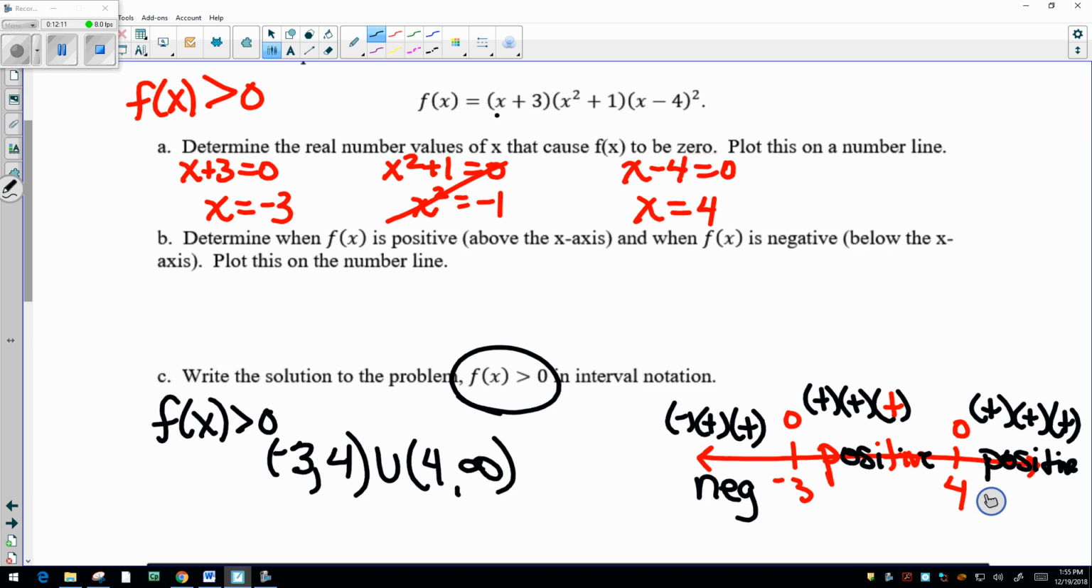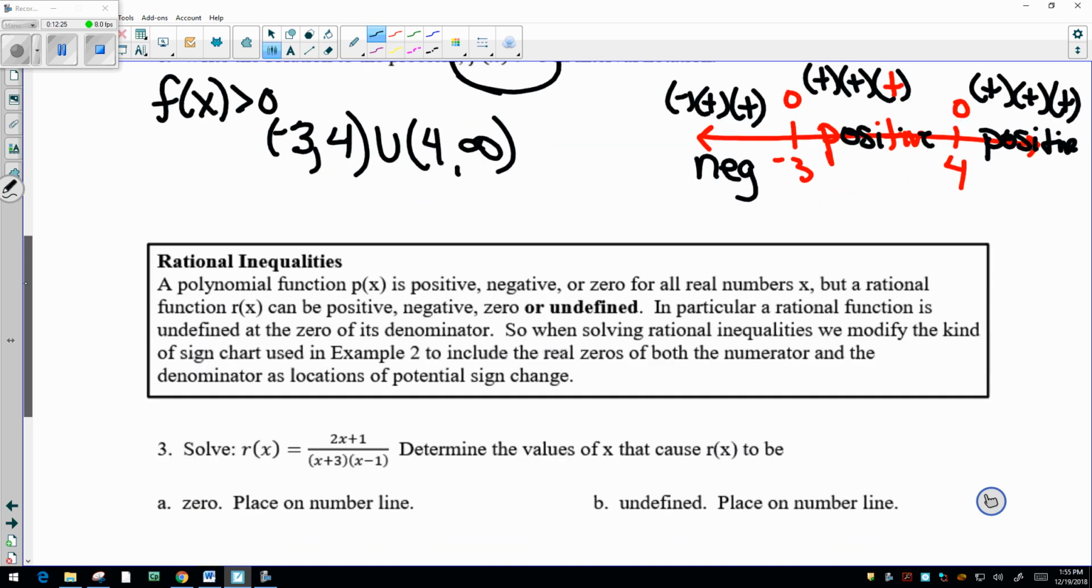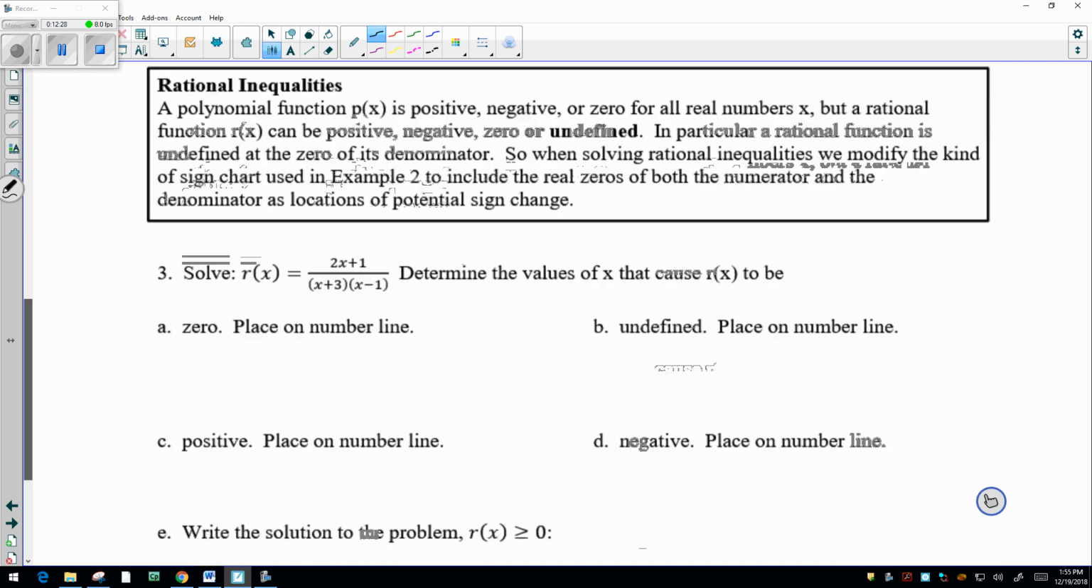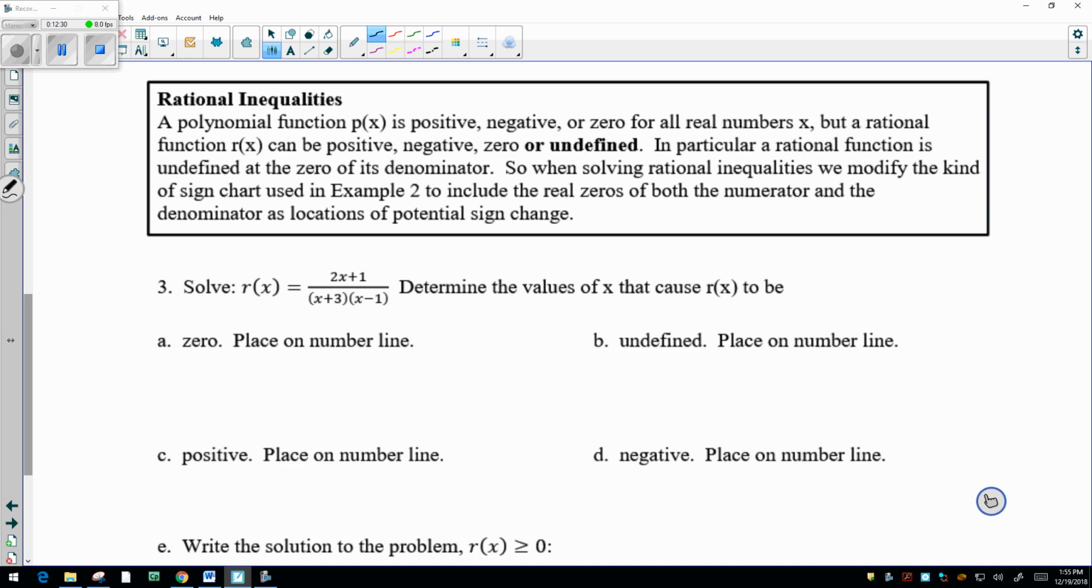So in order to solve an inequality like this, we want to think to ourselves, find the zeros, place them on number lines, do our positive-negative test, and then we can answer the question. Okay. So those are polynomial inequalities. The only thing that changes is if we get a rational inequality. And really, it's not going to change that much. It's the same idea. It's just how we solve for it and what we're solving for.